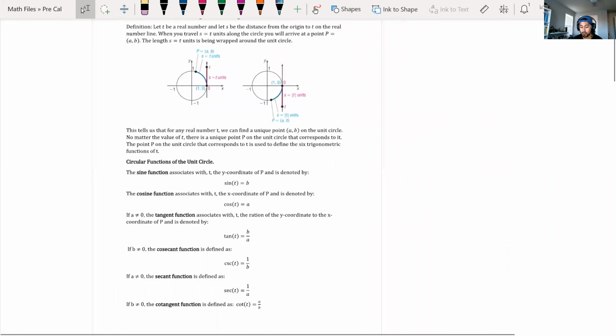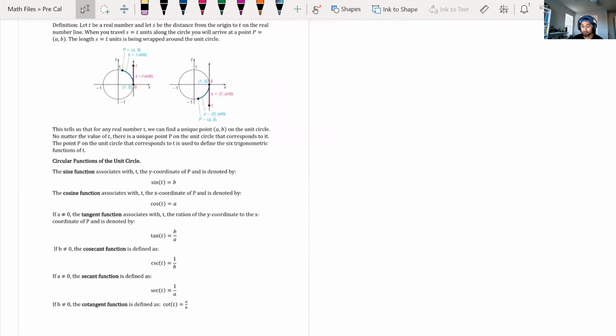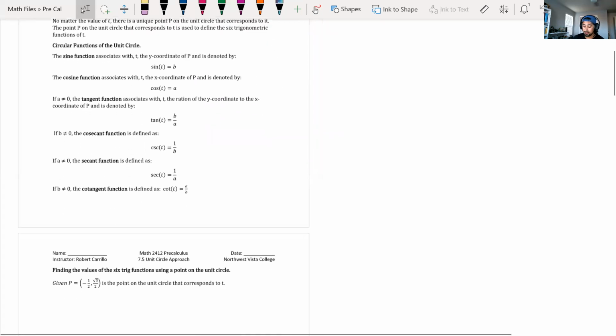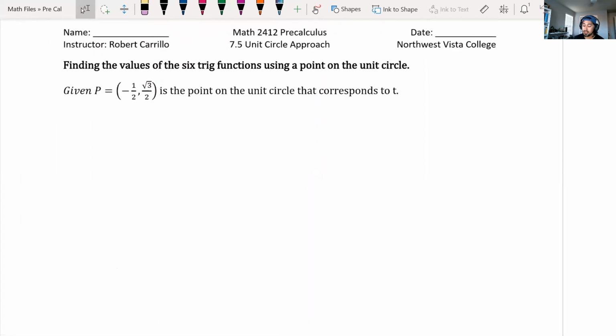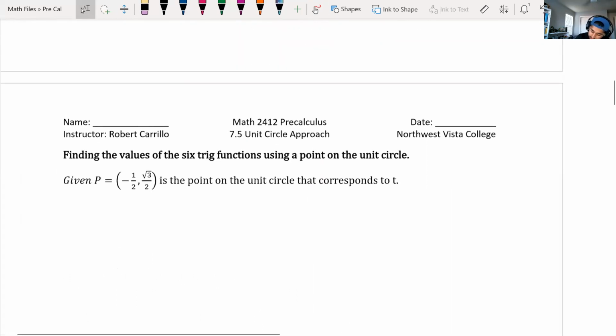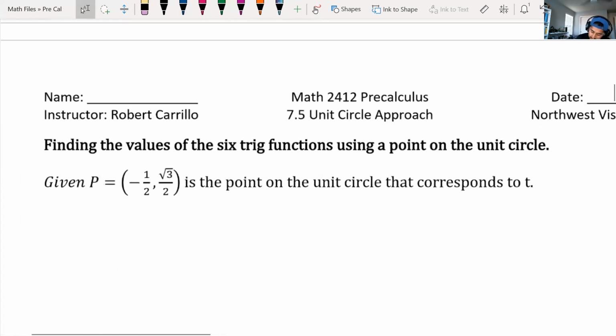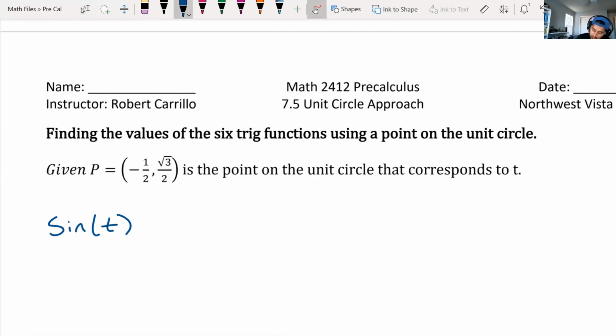Just a little definition for you. Okay. Which means let's go ahead and try that out on the next page. Given the point -1/2, comma, square root 3 over 2, given this point on the unit circle, find the 6 trig functions that correspond to t. So this means that if I start with, let me scroll down a bit.